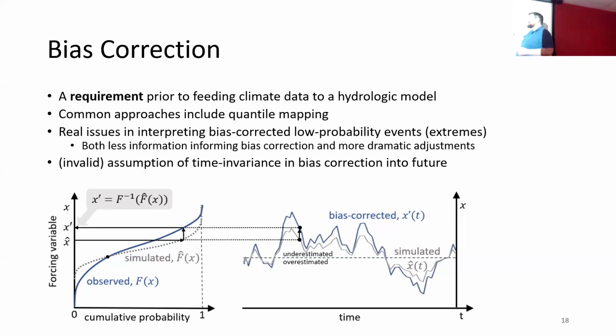And then the other big assumption is that we're going to assume that this bias is the same in the future as it was in the past. And that's another definitely invalid assumption, but we can't make any better assumption. We have no way of knowing how that bias is going to propagate in the future, forward in time.